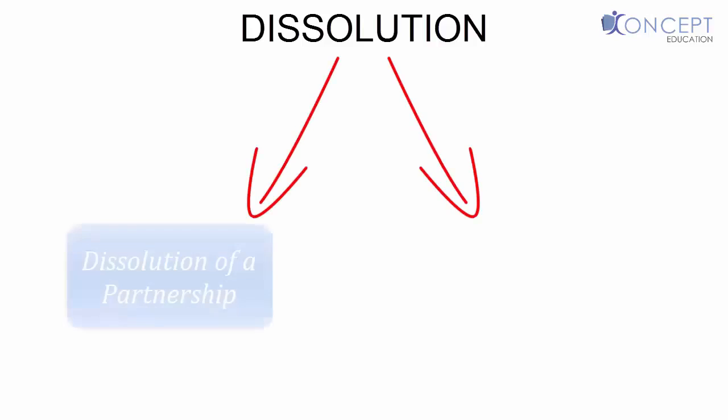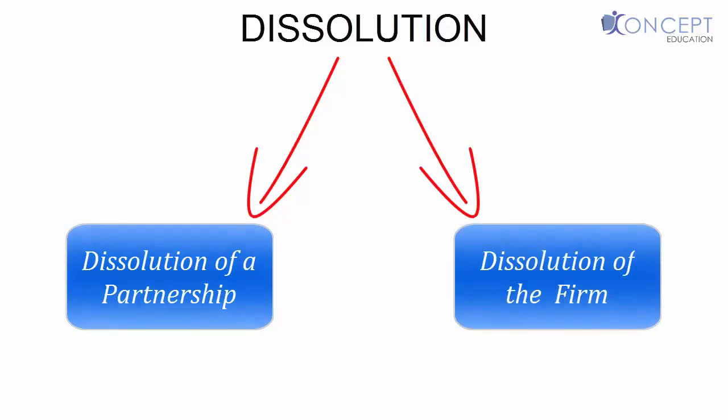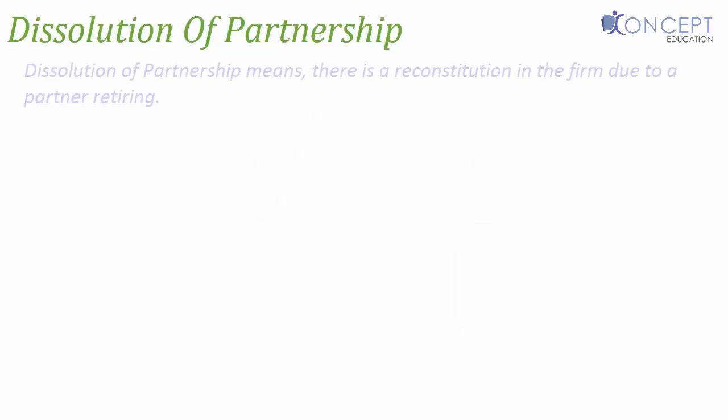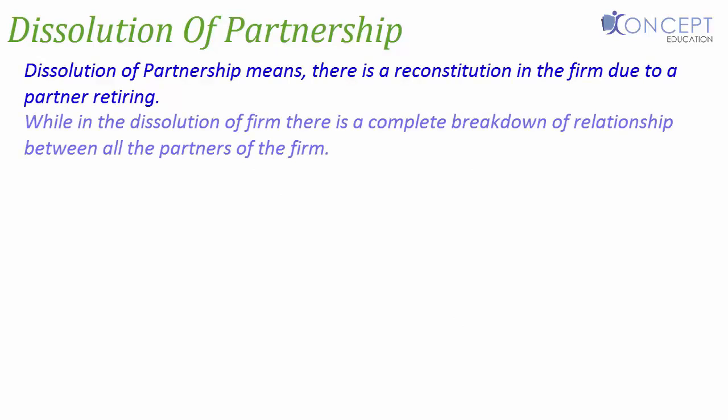Finally, the time has come to study the last stretch of the chapter. The last stretch is about dissolution. Well, there are two types of dissolution. One is dissolution of a partnership, and the second is the dissolution of the firm. Dissolution of partnership means there is a reconstitution in the firm due to a partner retiring, while dissolution of a firm is the complete breakdown of the relationship between all the partners of the firm.